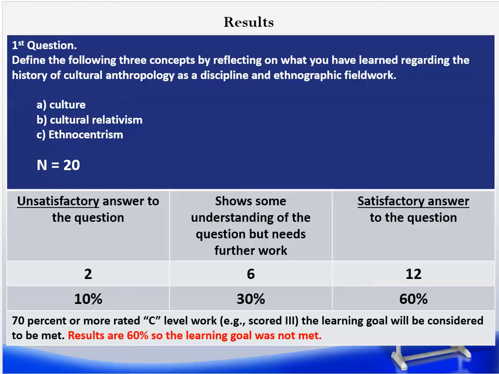enough. But on second thought, it really should be at least 70% should be rated more or less with C level work, which would be a satisfactory answer. And the learning goal would be considered to be met. The results are 60%, so the learning goal in this particular learning goal is really not being met. And when you look at the question, this is a basic concept that we are trying to teach in Anthropology 101, and many of our students are not getting it.